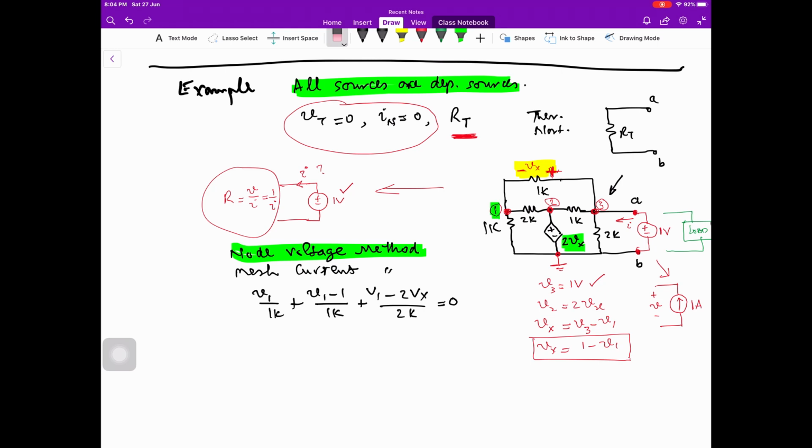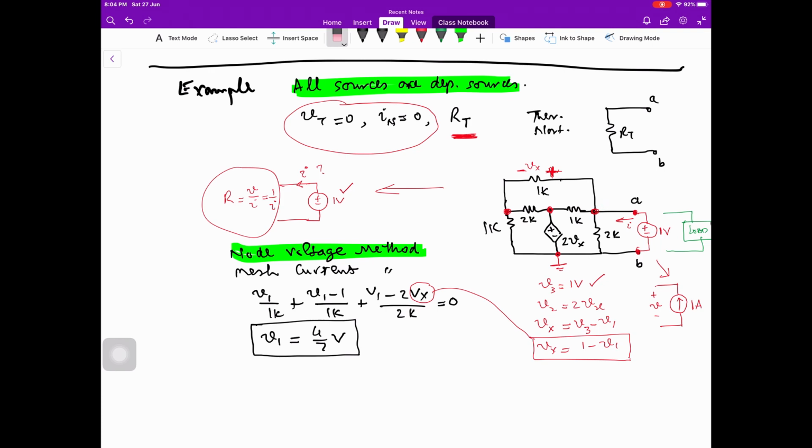Now, in this equation, we will substitute Vx, and after substituting Vx, the only unknown in this equation is V1, and we can find V1. Here I have found V1 is equal to 4 by 7 volts. You have to calculate it by yourself. Now, in order to make things clear, I will delete unnecessary things over here.